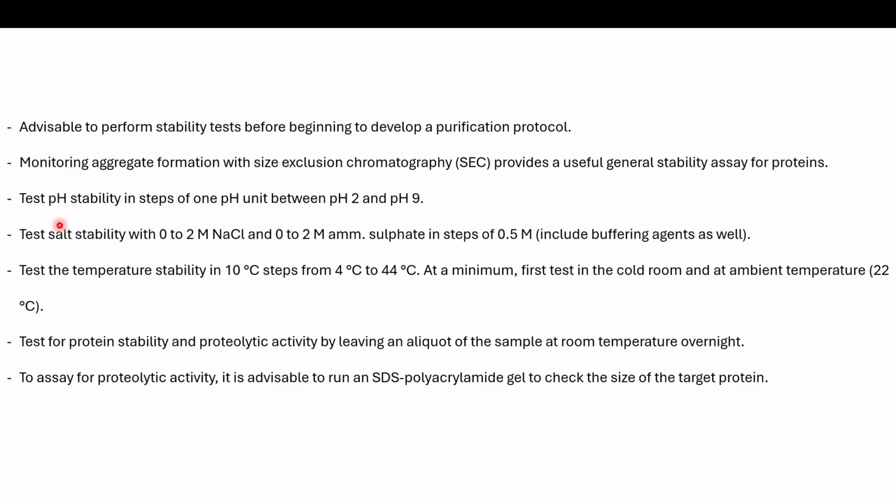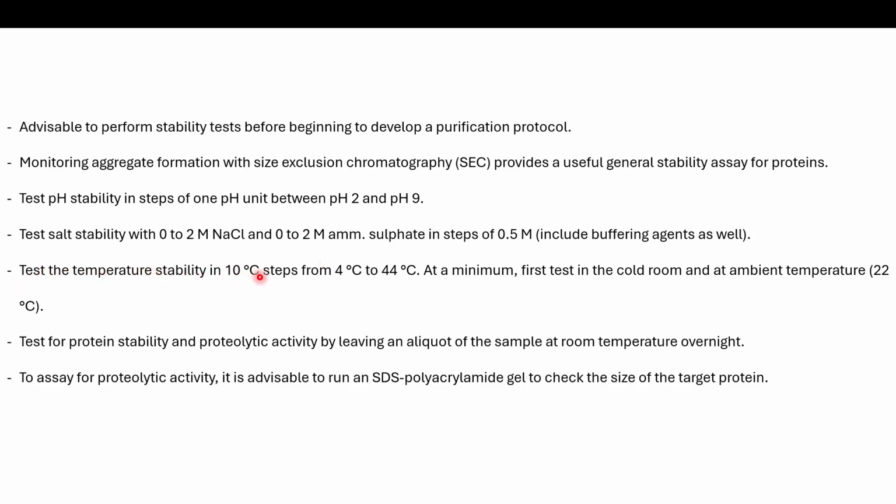We should also be testing the stability of our sample to different pH ranges, in steps of 1 pH unit between pH 2 and pH 9. Test salt stability with 0 to 2 molar NaCl or 0 to 2 molar ammonium sulfate in steps of 0.5 molar, including buffering agents as well. Buffering agents can be Tris, HEPES, MES, and so many other buffers like that, which are responsible for maintaining the pH.